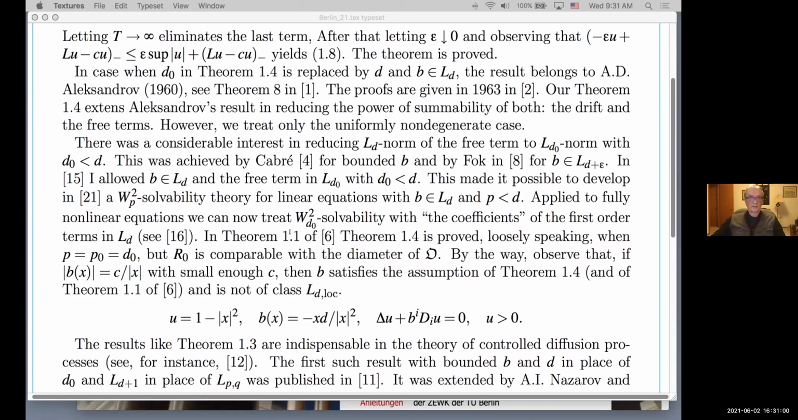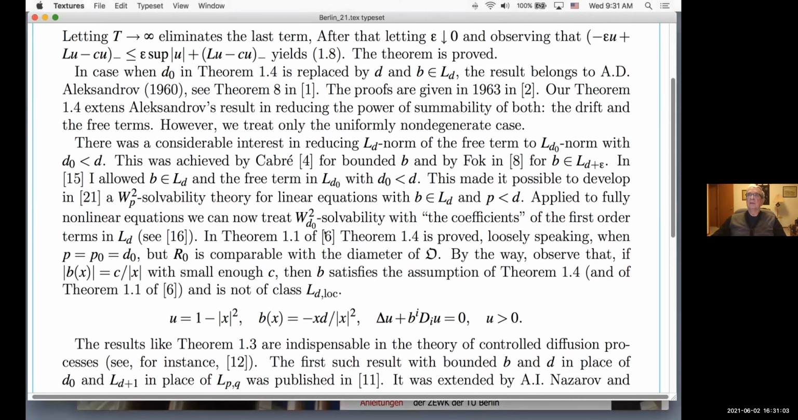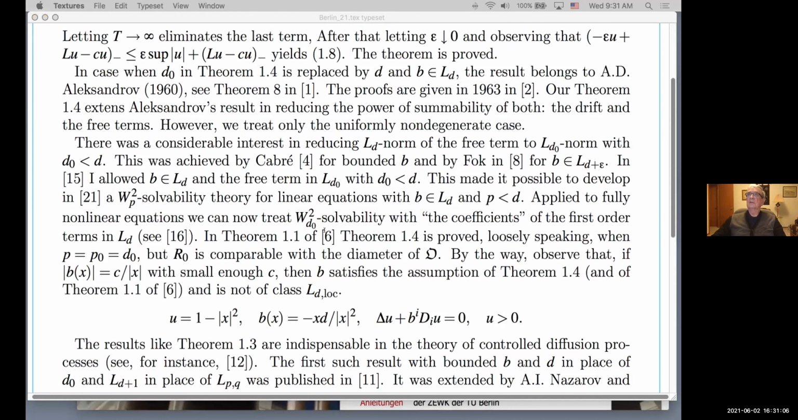In Theorem 1.6, this is the joint paper of mine with Hans Redong. Theorem 1.4, this elliptic Alexandrov estimate, is proved, loosely speaking, when P equals P0 and equals D0, so that indeed the drift is also not summable to the power D, but summable to the power D0 with this condition 1.4.